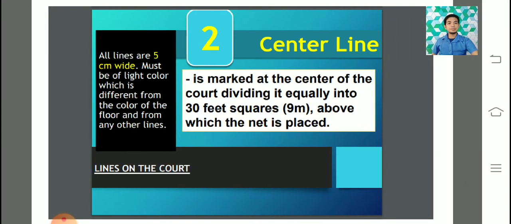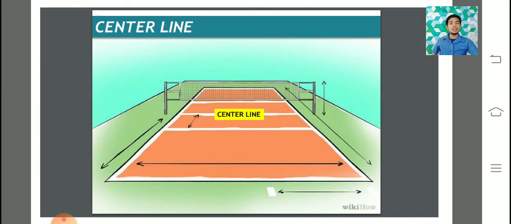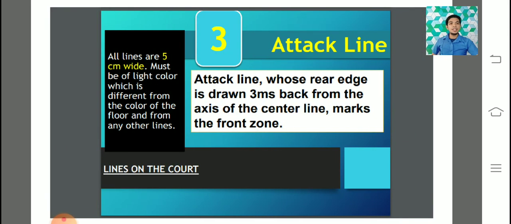Next, center line. So, saan naman makikita si center line? Is marked at the center of the court, dividing into equal 30 feet square, 9 meter above which the net is placed. So, makikita yung center line kung saan nakikita or nakalocate yung volleyball net. So, ito yung net, and then this is the center line. Siya yung naghahati ng dalawang side. Okay, so this is the center line sa may beneath the net, volleyball net.